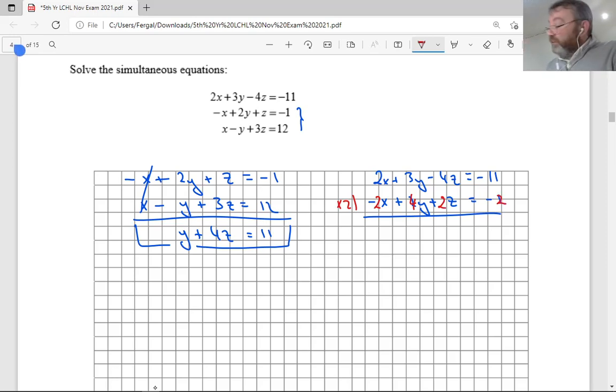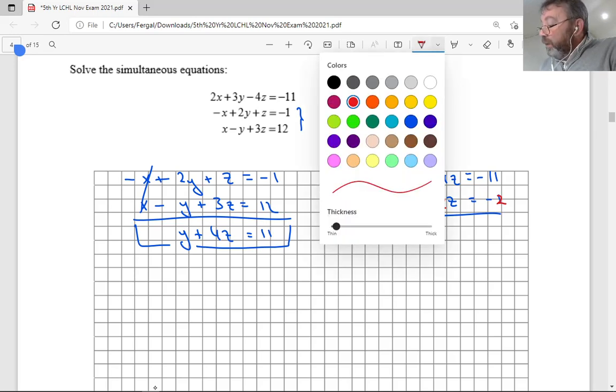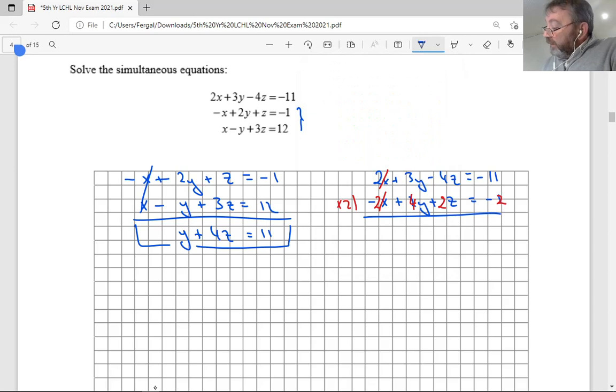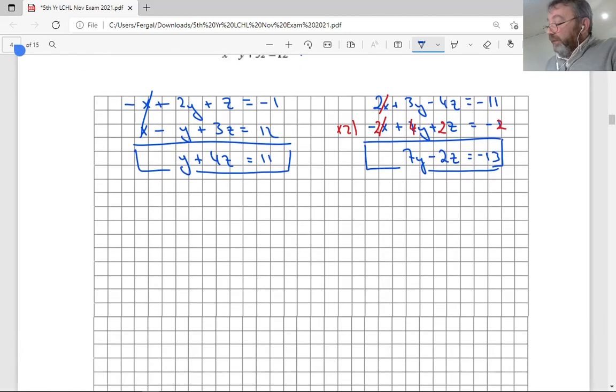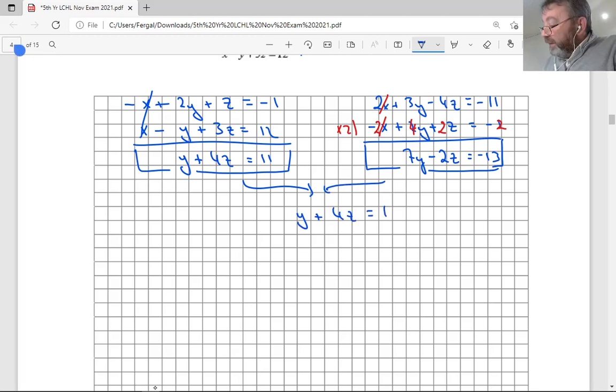And then you go down the columns again, and this time again you'll notice that the x's cancel, and you're left now with an equation that is plus 3 plus 4 is 7y, minus 4 plus 2 is minus 2z, and minus 11 minus 2 is minus 13. And there's equation number 2, which we now take together as a pair of simultaneous equations in 2 variables. y plus 4z equals 11, and 7y minus 2z is equal to minus 13.